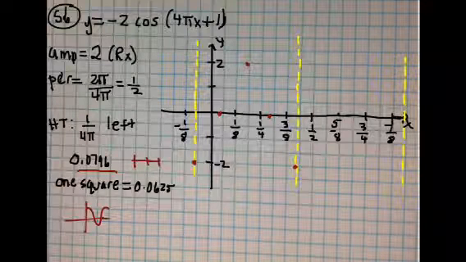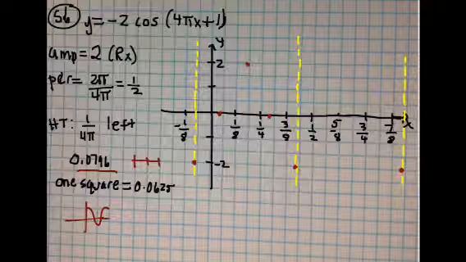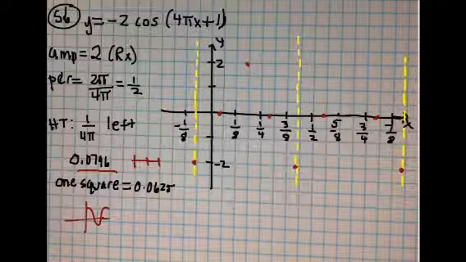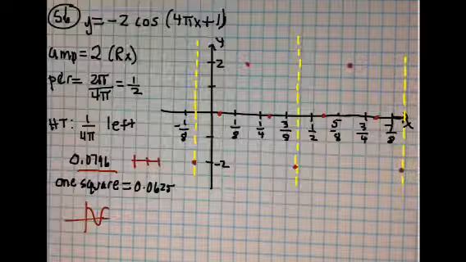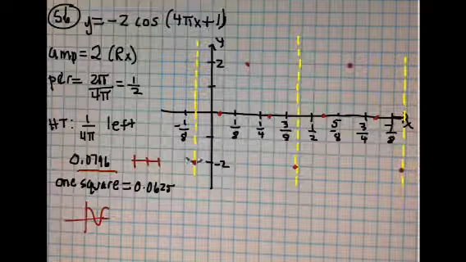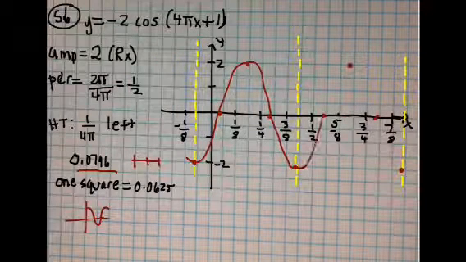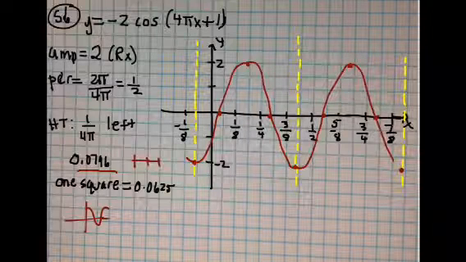And then the other minimum would be here. And then, let's see, 1/4 about here would be the other 0. 7/8 about here. And then 3/4 about here. Notice all the dots are a little bit past 1 square to the left of their original location. Okay, so that's it. So now I just connect the points. And there are your 2 periods of cosine.